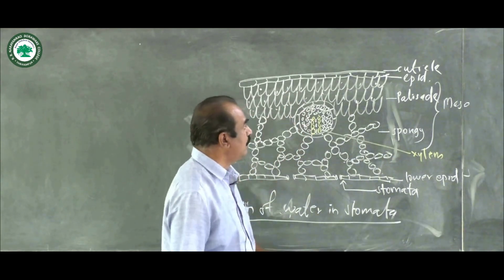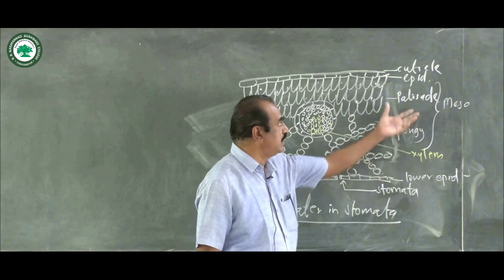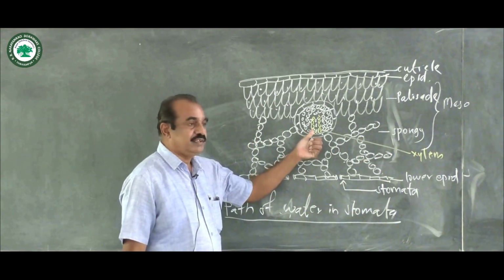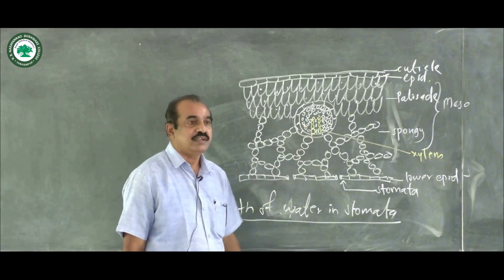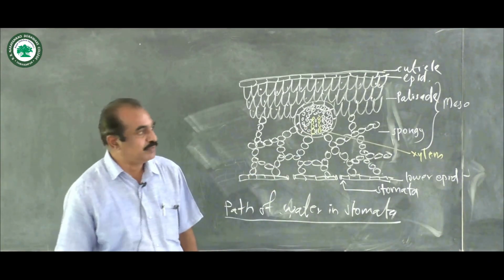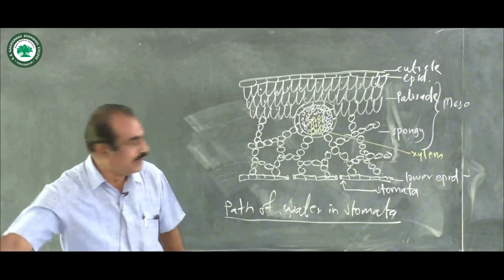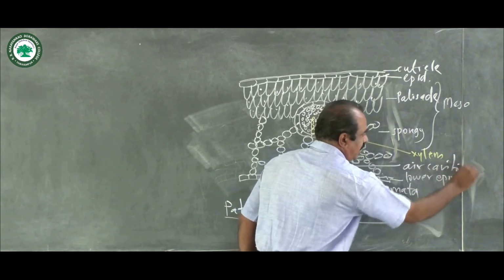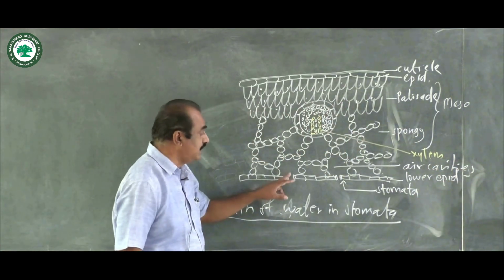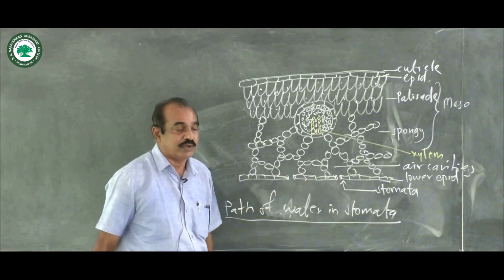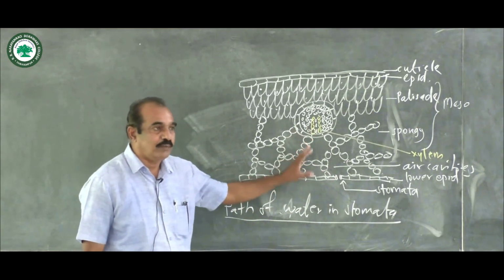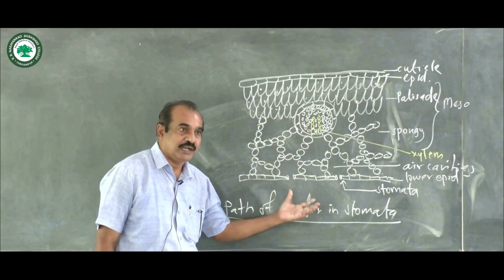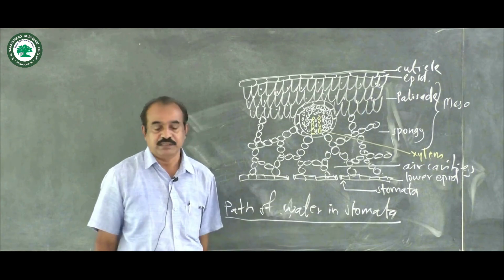Now mesophyll cells are of two different types, that is the palisade and spongy. Water is here in the xylem, and from xylem it diffuses into the mesophyll cell, and from the mesophyll cell it is gathered in the air cavities, and from air cavities it is released in the form of water vapor into the atmosphere. So this is the track or path of the water or water vapors from the interior of a plant into the exterior of the plant, that is into the atmosphere.